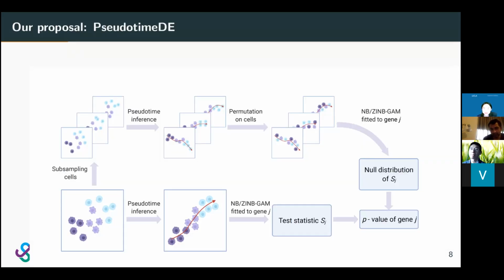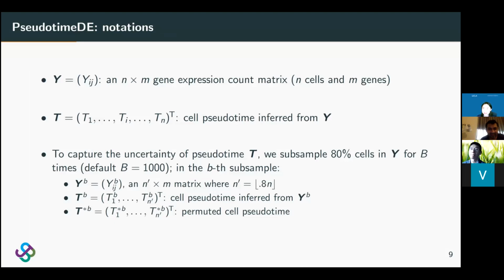Okay, yeah, so I think people have asked all the technical questions, but I just intended to make this as a diagram because I have the details afterwards. Okay, so here are the notations.